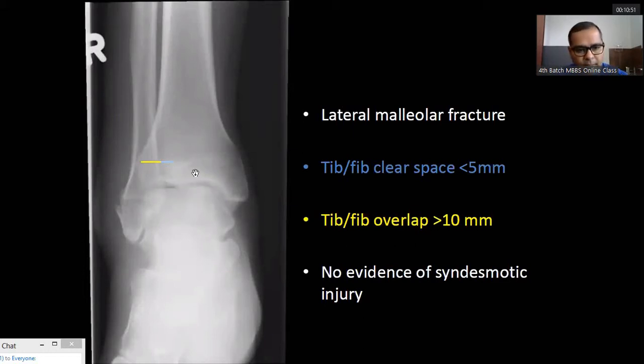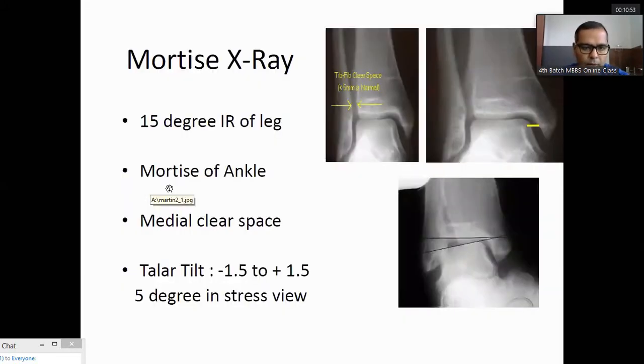But in this X-ray, there is no evidence of that. So the Mortise view: we do it in around 10 to 15 degrees of internal rotation of the leg. We rotate the leg itself. Commonly the X-ray technician does the internal rotation of the foot only, so the X-ray doesn't come as a proper view. This is the Mortise view of the ankle, in which we can see the whole mortise: the medial clear space, the superior clear space, and the lateral clear space.